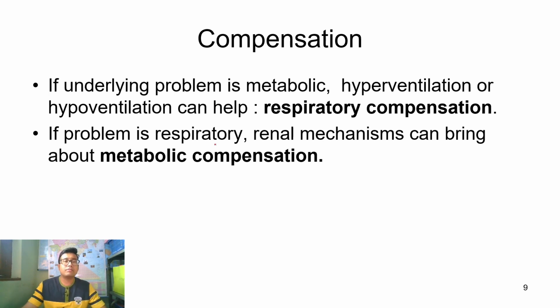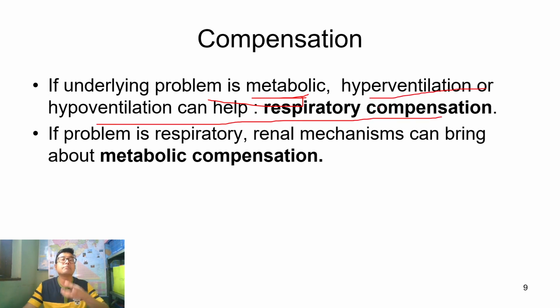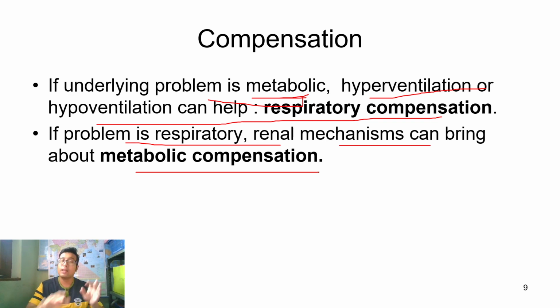So you see, if the underlying problem is metabolic, that is a problem in bicarbonate, then hypoventilation or hyperventilation can help, meaning it is getting compensated by the lung. Metabolic problem will be compensated by respiratory, and if the problem is respiratory, then the kidney will play a role and help in compensation, therefore metabolic compensation. So as a rule, if you diagnose a disorder to be respiratory acidosis, remember the compensation will always be metabolic, okay, and if you diagnose a disorder to be metabolic alkalosis, the compensation will always be respiratory.